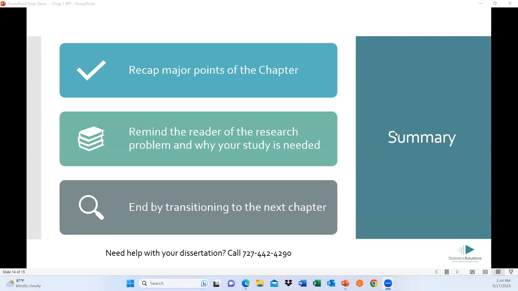Okay, and at the end is a summary, and it's just like other summaries, right? You recap major points, so you're going to recap major points of the chapter. I would also remind the reader of the research problem and why your study is needed. And you can end by transitioning to the next chapter. But again, if your template calls for things other than that, or in addition to that, add those as well.